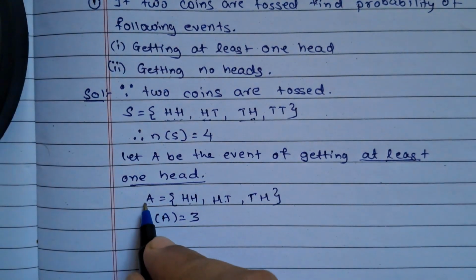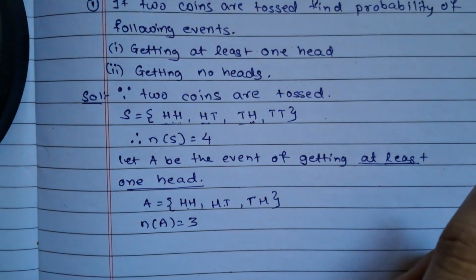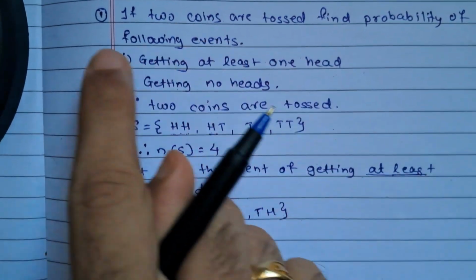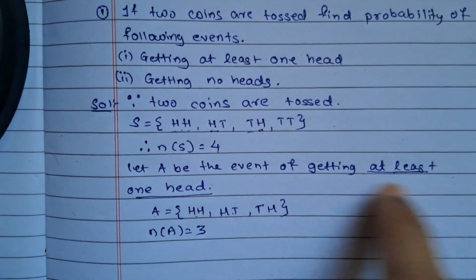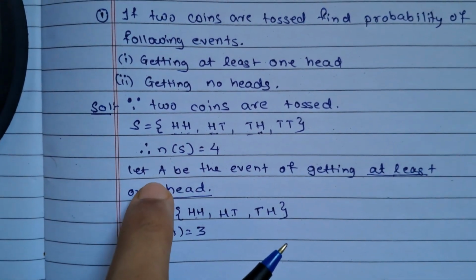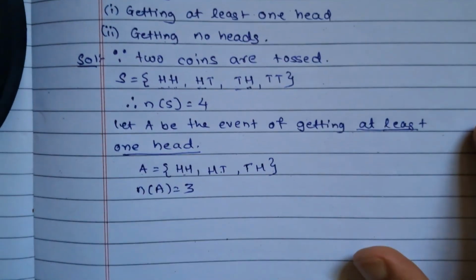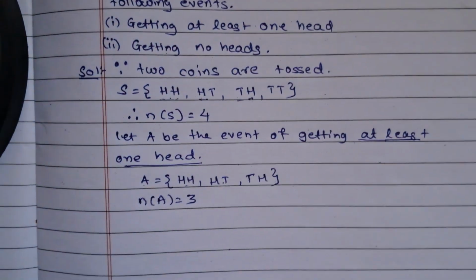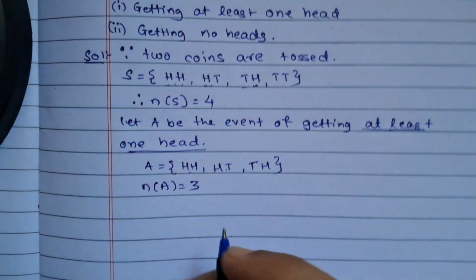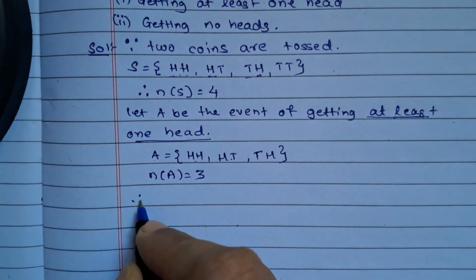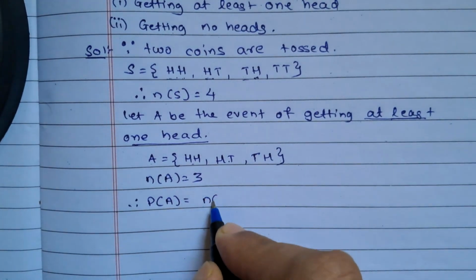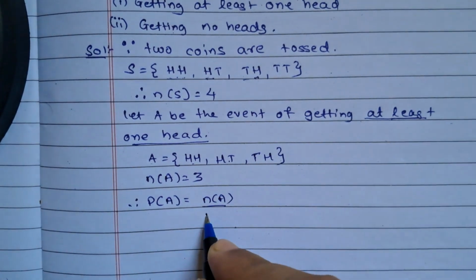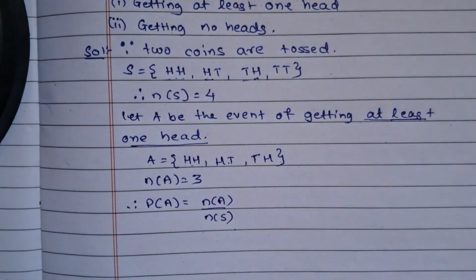Now we have to find the probability of this event, right? That's what the main question was. Find the probability of following events. So this was first event of mine, which I have named as A. That means I need to find the probability of this event A. So I will say probability of event A is nothing else but n of A upon n of S. Right, that's what the formula is.